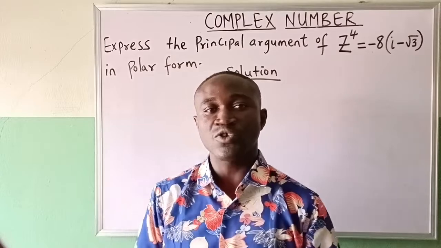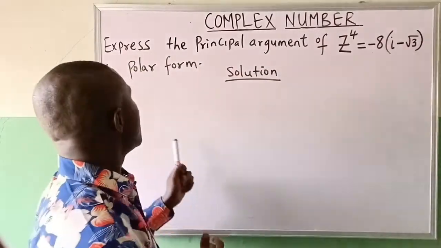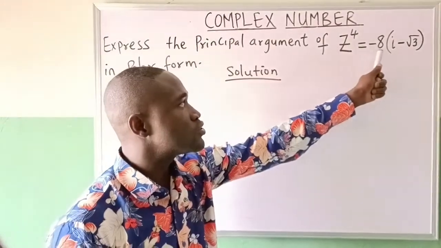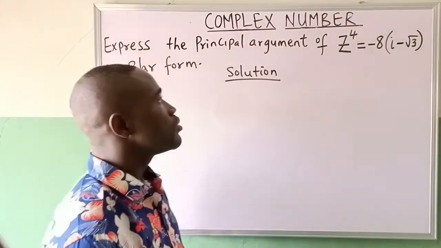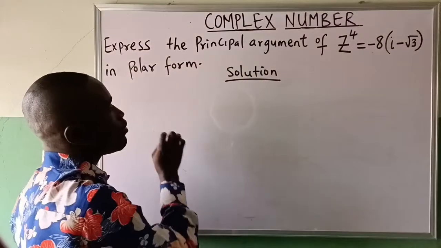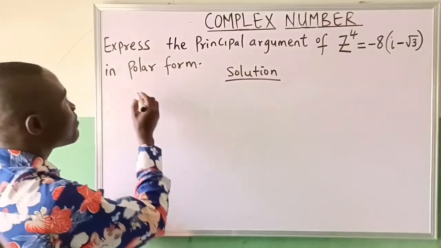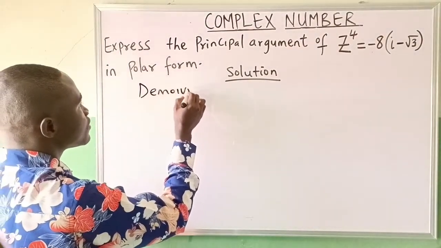We want to see how to solve this problem we have on complex number. Express the principal argument of z raised to power 4 equals to this in polar form. Now, for us to express this in polar form, we have to remember a theorem called De Moivre's theorem.